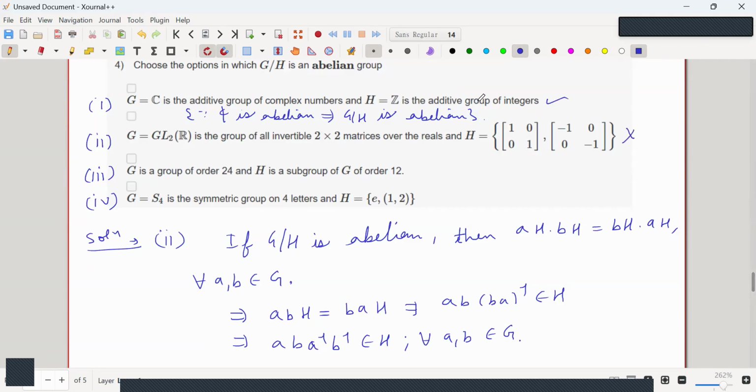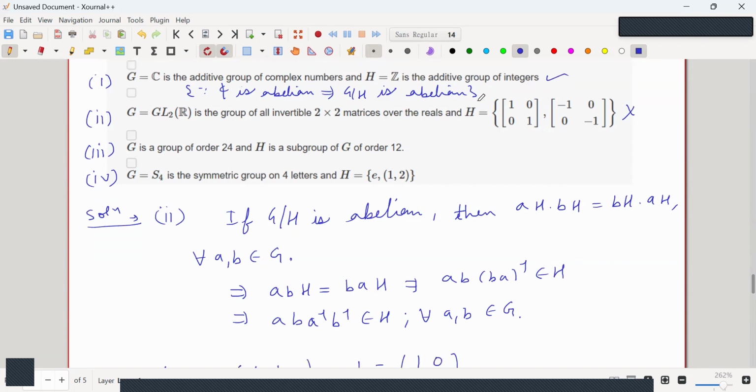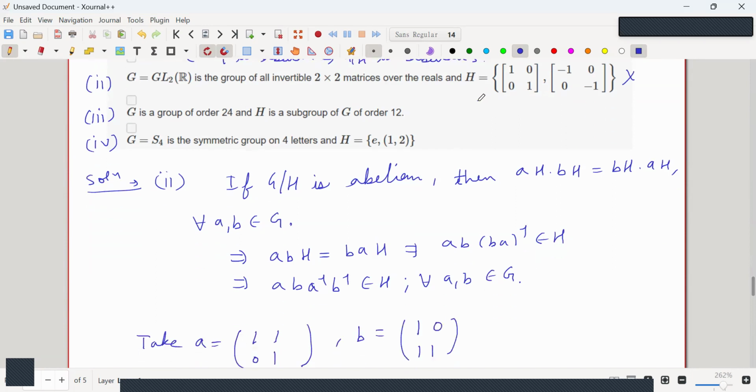What about the third one? G is a group of order 24 and H is a subgroup of G of order 12. This is true. Why? The order of G mod H is just the order of G by the order of H, which is 2, which implies G mod H is isomorphic to Z mod 2Z, which is abelian. So this is also correct.